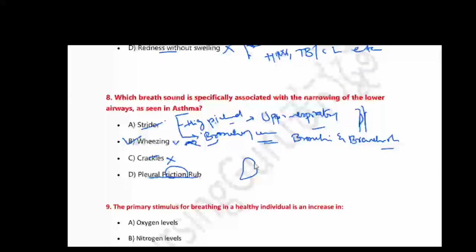This type of sound is not associated with narrowing of lower airways like seen in asthma. Hence, here the correct answer is wheezing. Wheezing are the high pitched whistling sounds heard when there is a narrowing of bronchi and bronchioles. Narrowing of bronchi and bronchioles is seen in asthma. Hence, this is the correct answer.